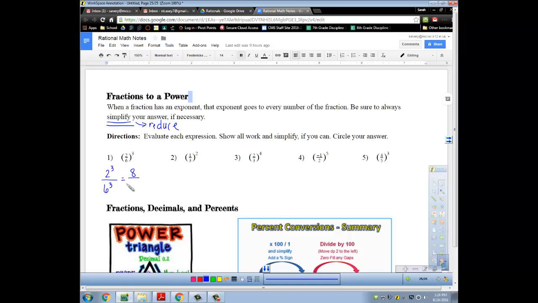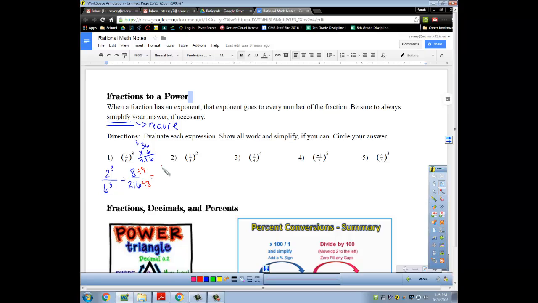And then 6 times 6 times 6, so that's 6 times 6 is 36. And then 36 times 6, 6 times 6 is 36. 6 times 3 is 18, plus 3 is 21. So 216. Now both of these are even, so I know that I can at least divide both numbers by 2 to reduce it. But I just happen to know that 8 goes into 216 evenly. So I can divide both numbers by 8 to reduce it.